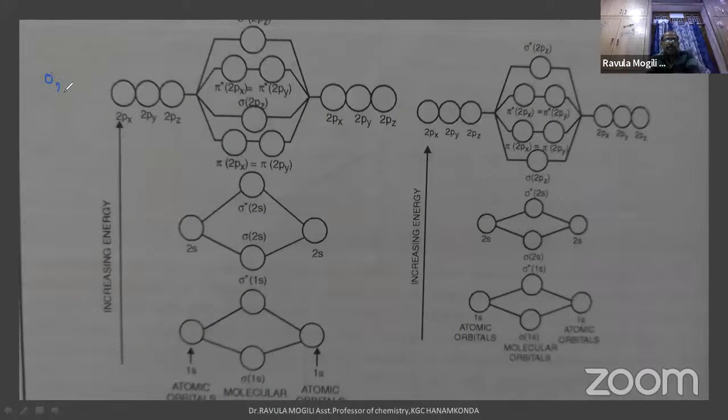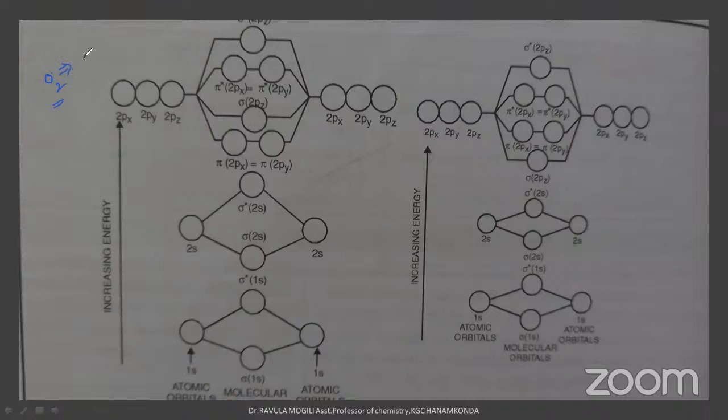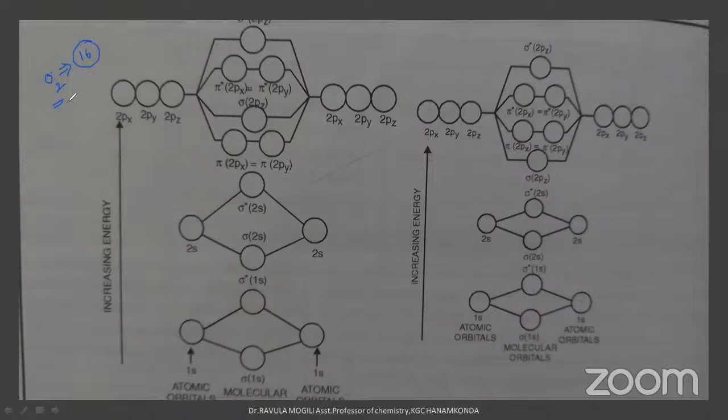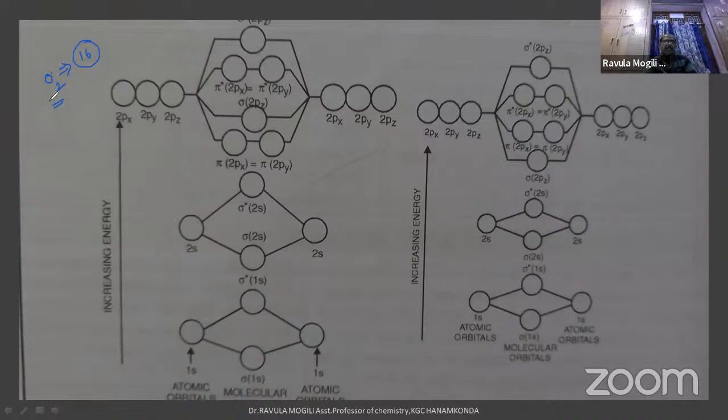Next, if we go to the oxygen molecule, how many electrons are present in the oxygen molecule? 16. Total number of electrons is 16, because each oxygen has 8, so 16 electrons. Whenever it is 16 electrons, it is more than a 14 electron system. We can follow this diagram.